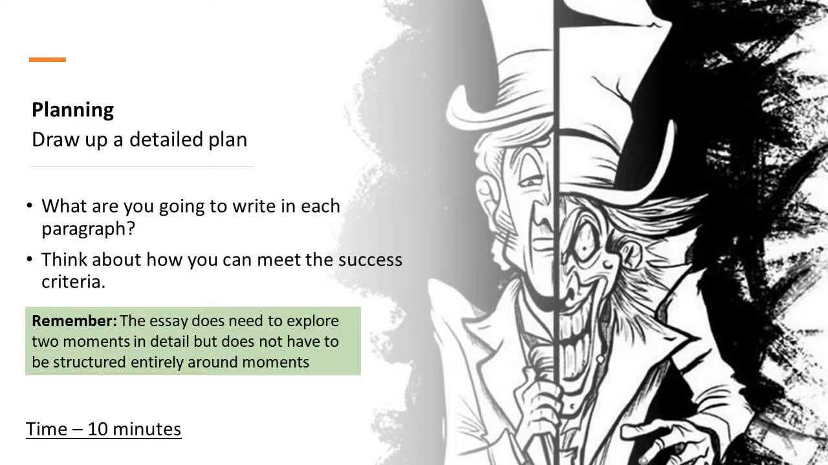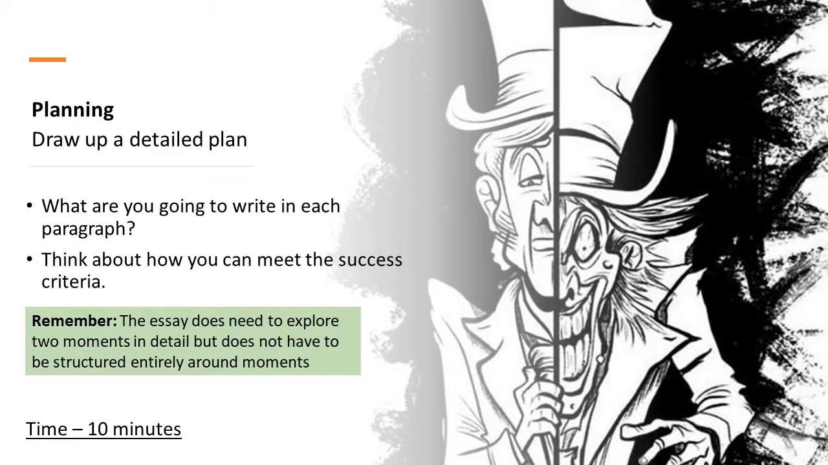So now that you've annotated the question and you've identified moments and characters you want to talk about, your next step is drawing up a detailed plan. So what are you going to write in each paragraph? Thinking about how you can meet the success criteria.